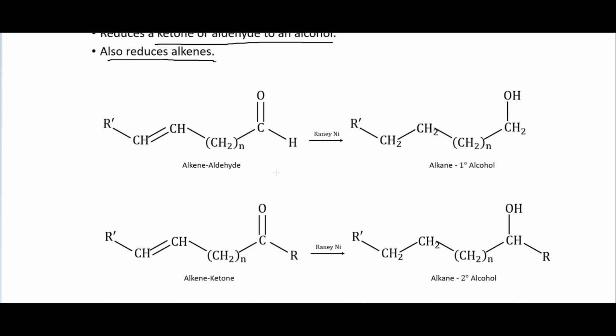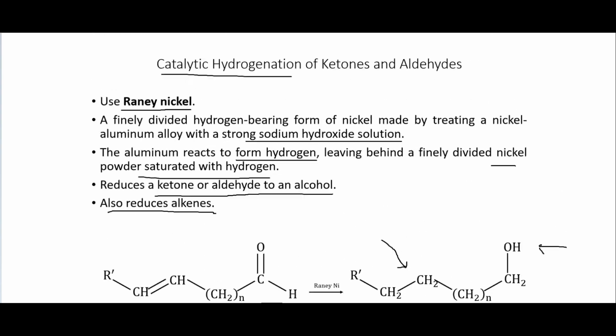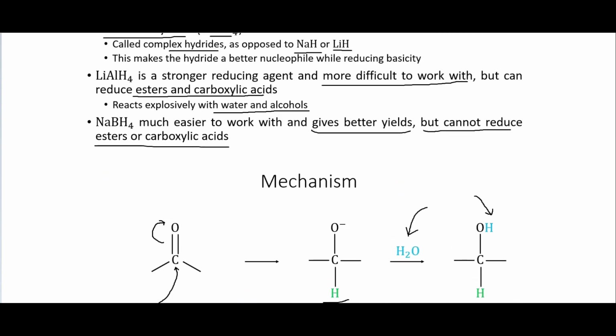So if we have something like this, an alkene aldehyde, it's going to reduce both the alkene part and the aldehyde part. The alkene will just become saturated here, and the aldehyde will become a primary alcohol. And we could do it with an alkene ketone. Again, the alkene will just become saturated here, and the ketone will become a secondary alcohol. So these are the ways to reduce carbonyls so that they become alcohols.